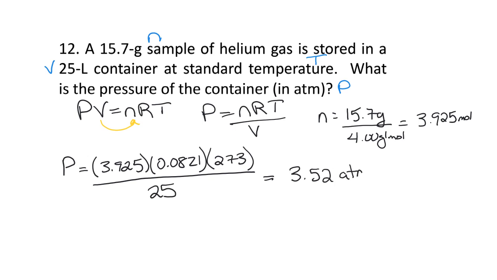Okay, so when we do that, multiply it all out, we get 3.52 ATM. Okay, so that's pretty much it for the review. Hopefully this helped. If not, you can get a hold of me by email or however, and maybe I can explain some more. This is pretty much a good example of the types of questions that are going to be on the test.